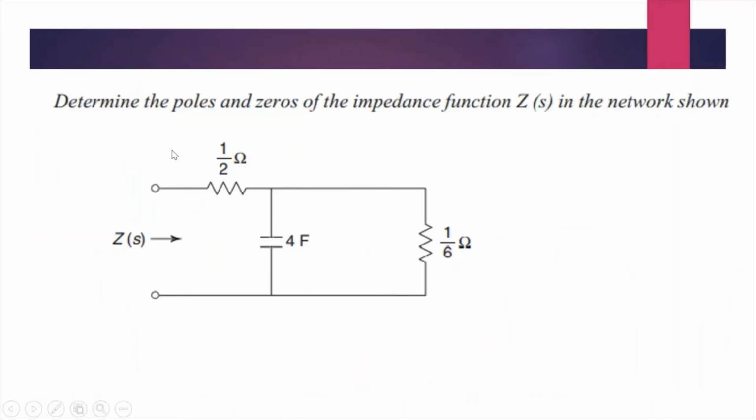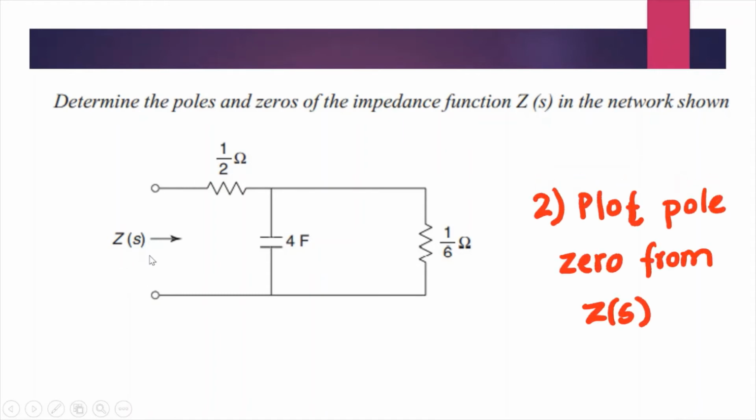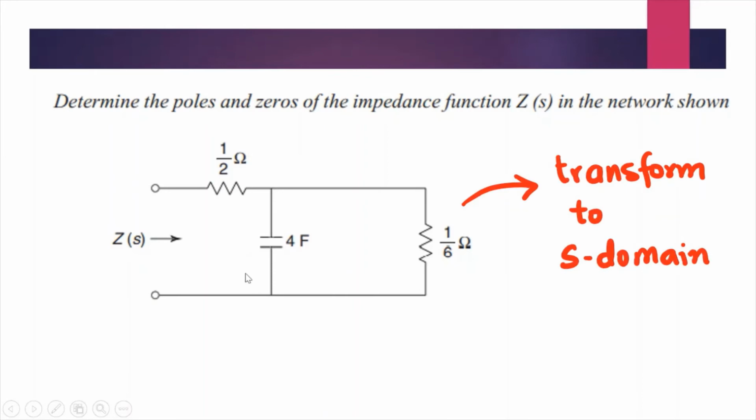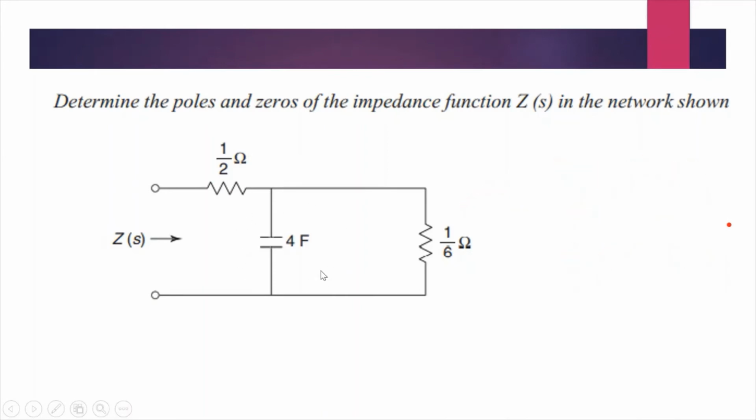Next, this is a type of question that you can expect for the exam. Determine the poles and zeros of the impedance function z of s of this given network. So first of all, we have to find out what z of s is, and then from z of s we have to plot the pole zero plot. So this has to be first of all transformed into the S domain.